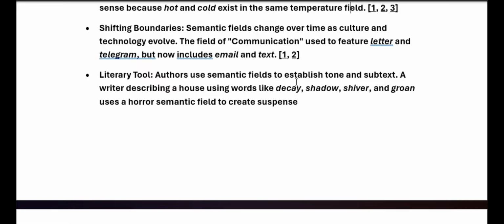Literary tools. Authors use semantic fields to establish tone and subtext. A writer describing a house using words like decay, shadow, shiver, grave uses a horror semantic field to create suspense. So authors use semantic fields to make the novel or drama interesting. Like the author describes how the house is looking, how the person is looking.